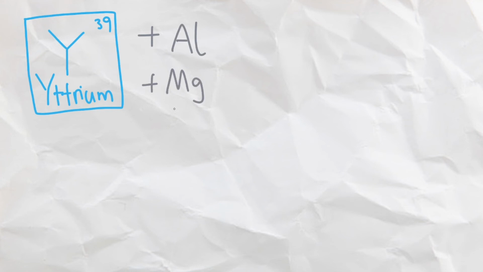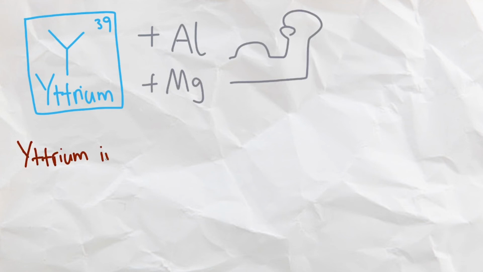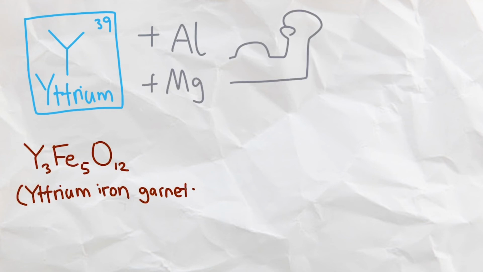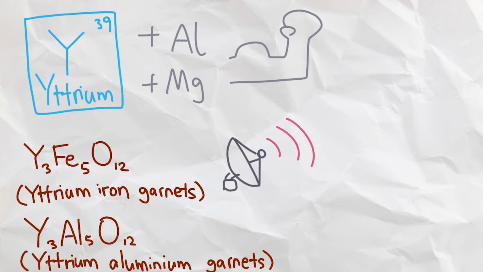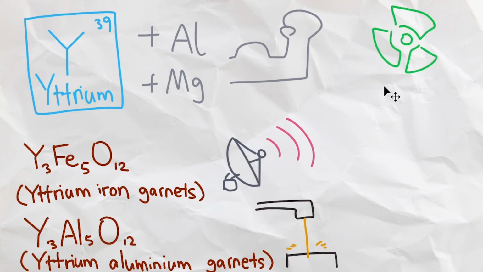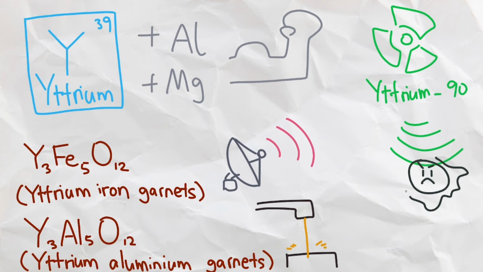Next, we have yttrium, a soft metal used in alloys for aluminium and magnesium to strengthen them. Yttrium iron garnets are used for microwave filters and radars, while yttrium aluminium garnets are used in laser cutters that can cut through metal. The radioactive form of this element, namely isotope yttrium-90, was found to be able to treat some cancers as well.